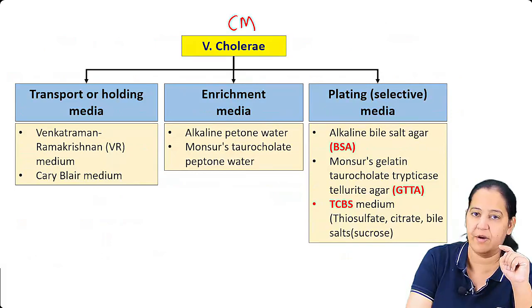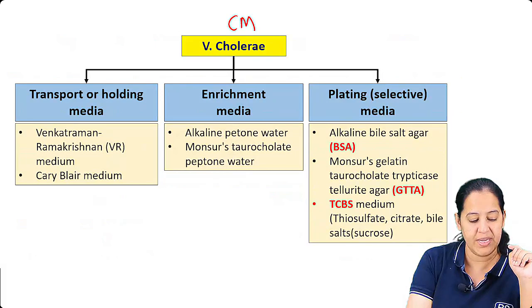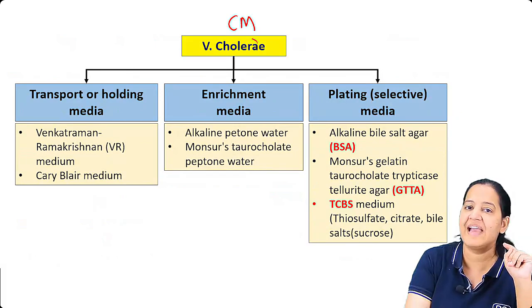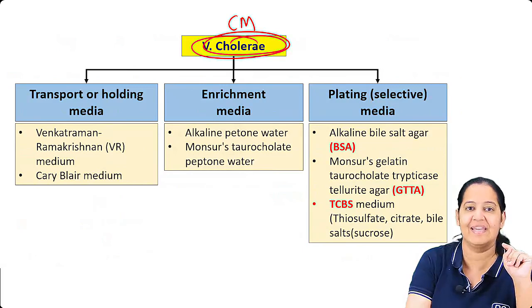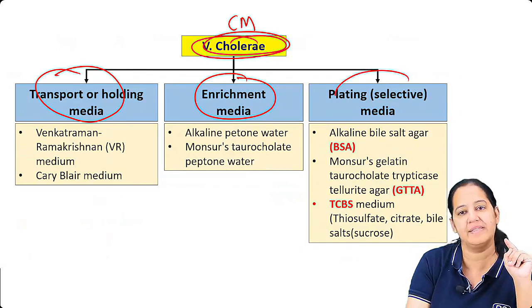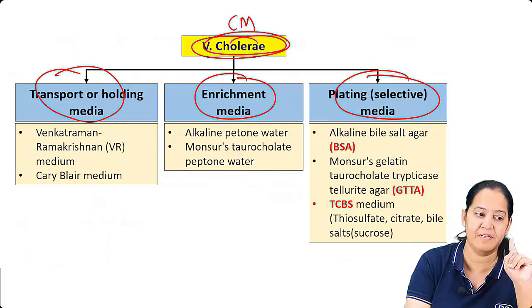The culture media of the Vibrio cholerae, there are 3 culture media. Vibrio cholerae is a delicate darling. It's a very delicate darling. So let me tell you the transport media, enrichment media, and selective media. 3 types of media. Since it is a delicate darling, you have to keep it in the transport media.